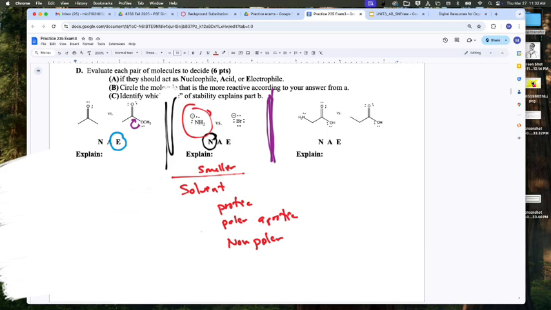Why do we want to be able to do that? Because now we have to apply that solvent to how it affects nucleophile strength.